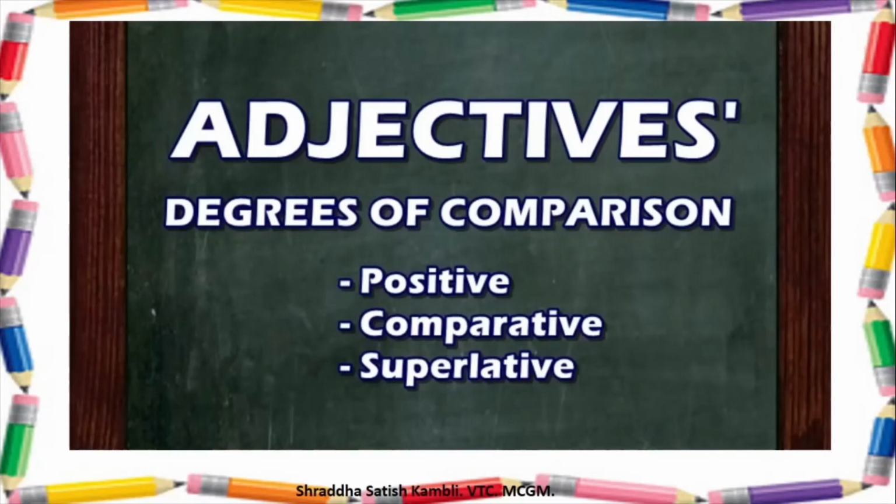So when you want to compare two things, what do we do? We compare their qualities and we decide which is better, which is not good. So when you're comparing in this way, there are 3 degrees that you use. One is the positive degree, one is the comparative degree, and the other one is the superlative degree. So these are the 3 degrees of comparison. Now we will look at each of them separately and we will look at a lot of examples also.